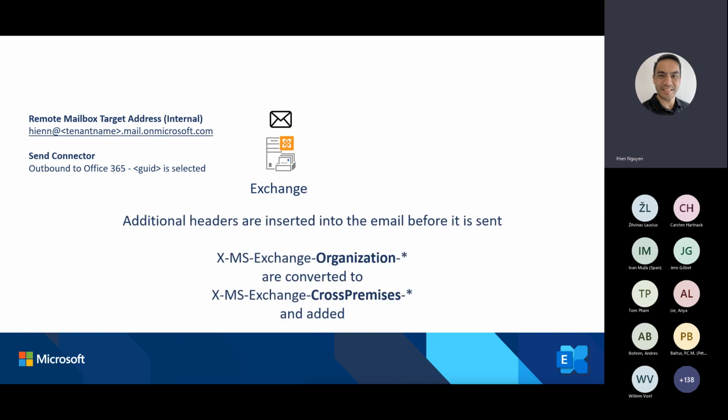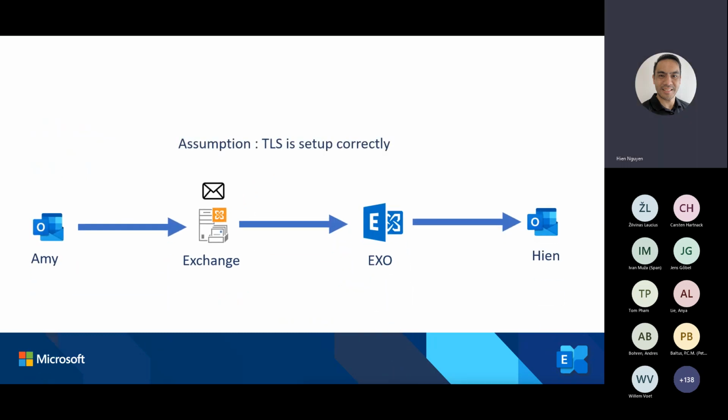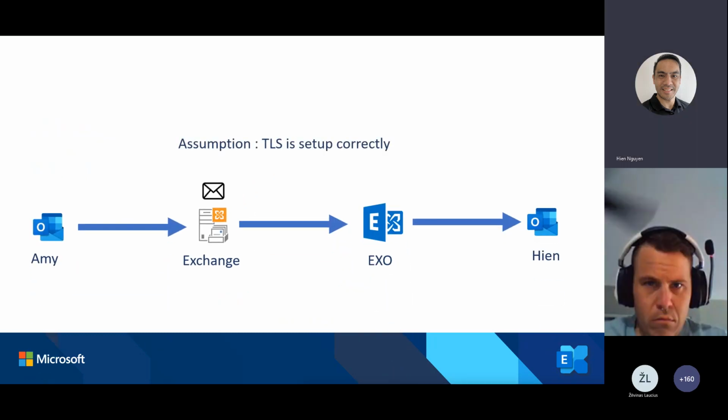What then happens is that Exchange will insert additional headers. The organization headers that Exchange automatically puts in are now converted to cross-premises headers and then added to the mail before it heads out. We're going to assume that TLS is set up correctly.